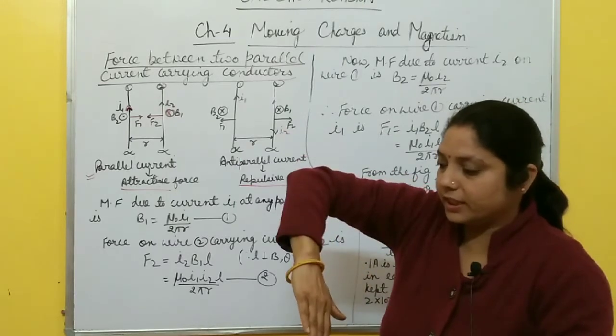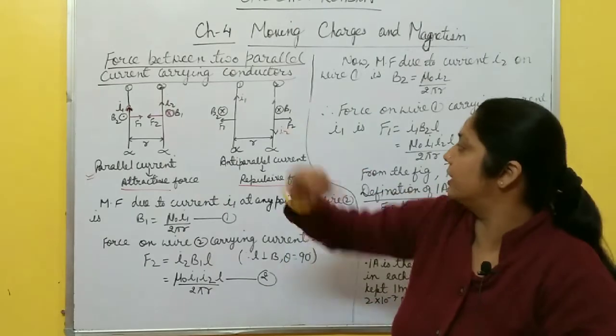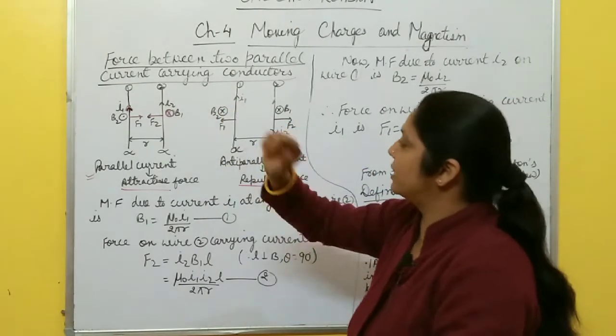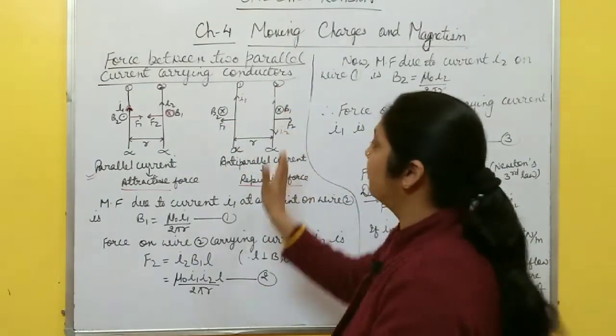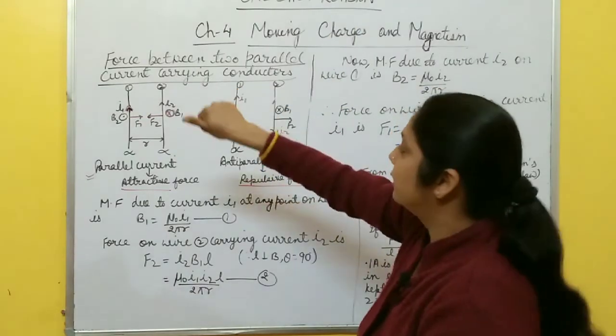Current is in downward direction and magnetic field is inward. This thumb gives direction of force. It means force is here, this side, outward. Now on first wire, magnetic field is again inward and current is also upward. So current is upward, magnetic field is inward. It means force is this side.